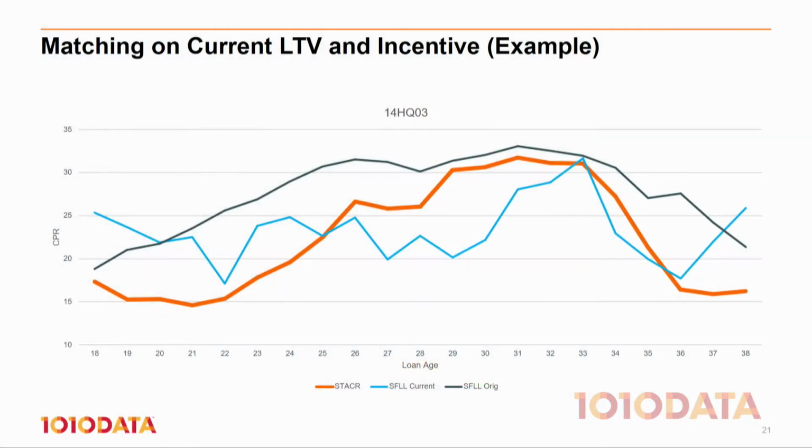And yeah, here is an example, right? So in orange, you have the actual performance of the stacker deal. Then in dark blue, you have the performance using only origination, which is what we've seen before. And then in light blue, you have the performance using the current LTV and the current rate incentive, right? So it's a little bit different. Hard to tell which one is better, but yeah, that's just an idea.